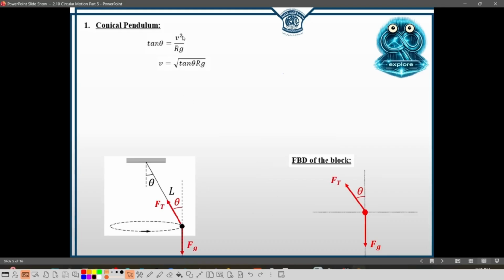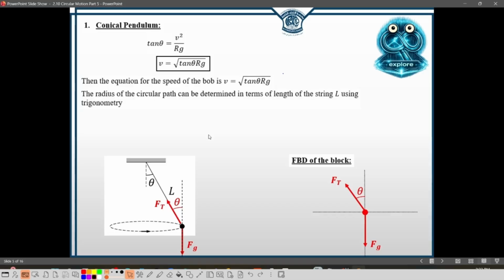Now, if we move r and g to the other hand side, v squared becomes tangent theta r g. Taking the square root because we want to get rid of the square, v is equal to the radical of tangent theta r g. So the equation for the speed of the bob is given by v equals the square root of tangent theta r g. Sometimes in the AP exam they won't give you the radius, and you will be asked to write v in terms of theta, length, and g. The radius of the circular path can be determined in terms of the length of the string using trigonometry.